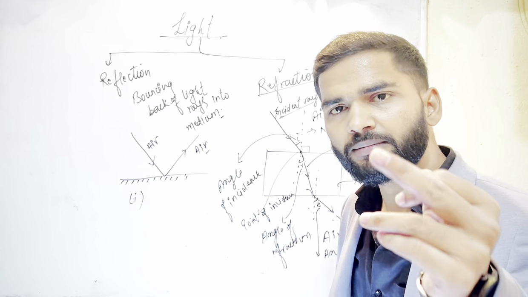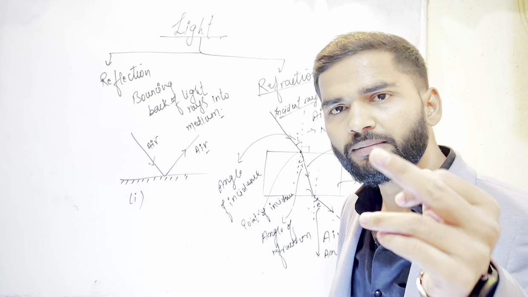So in the word you can write, you are able to write in the word. What you have to write? The ratio of sine of angle I to the sine of angle R is always constant. And this is also called Snell's law.